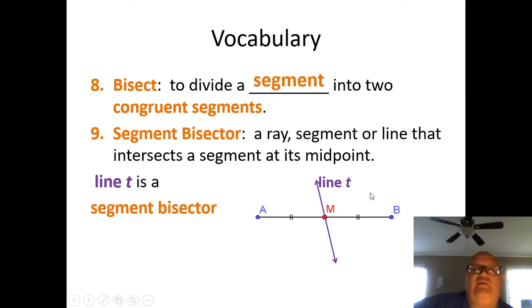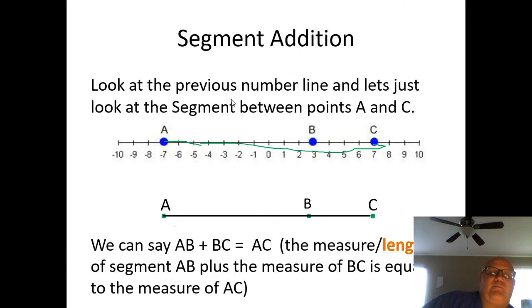To bisect means to divide into two congruent segments. So point M and line T, line T bisects it at the midpoint, it cuts it in half. So that's a bisect. Now, segment bisectors are rays, segments, or lines that intersect at the midpoint. The midpoint isn't called a segment bisector because it's not a segment, it's just a point, but it does bisect it. So line T is the segment bisector in this case.